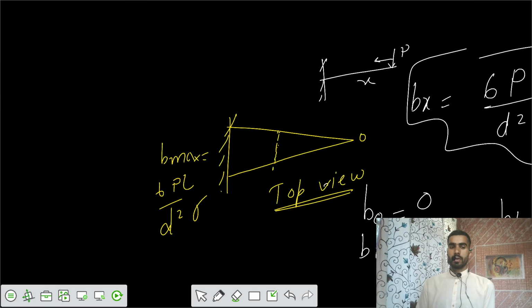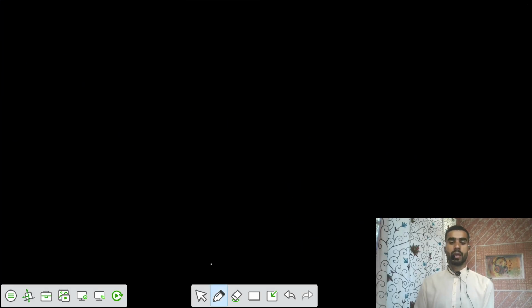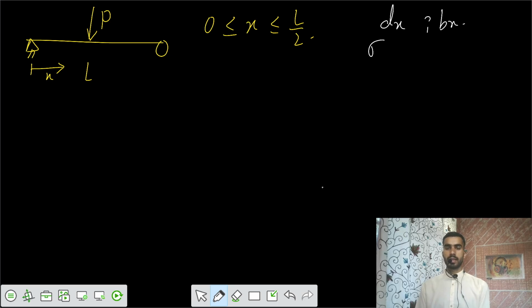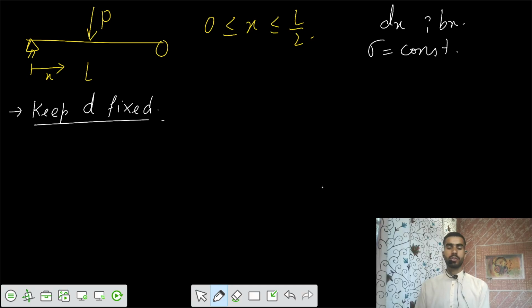Then, let's talk about a simply supported beam with the load at the midspan, and let's say the total length is L. We can keep the variable x such that x is between 0 and L by 2. The reaction would be P by 2, and we want to vary d(x) or b(x) such that sigma is constant everywhere. Let's first keep d fixed. If the depth is fixed, that means you are varying b(x).